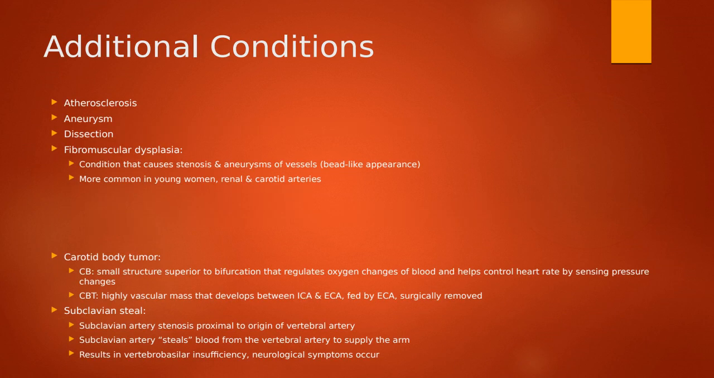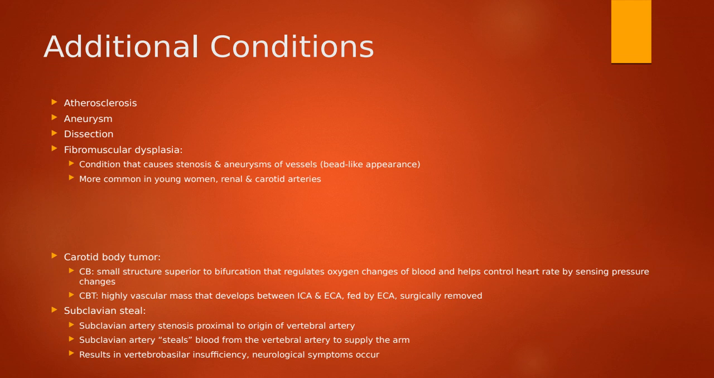And additional conditions that we have to be aware of, again, the cerebrovascular circulation is still going to be prone to atherosclerotic plaque, aneurysms, dissections. We also see an impact from fibromuscular dysplasia in the brain. So it's a condition that's going to cause stenosis and aneurysms of the vessels. So we're going to get this bead-like appearance. We're going to get these areas that are really narrow, followed up by areas that are really wide, then narrow, then wide, then narrow, then wide. Very common in young women, and we see this in the carotid and renal arteries of those patients.